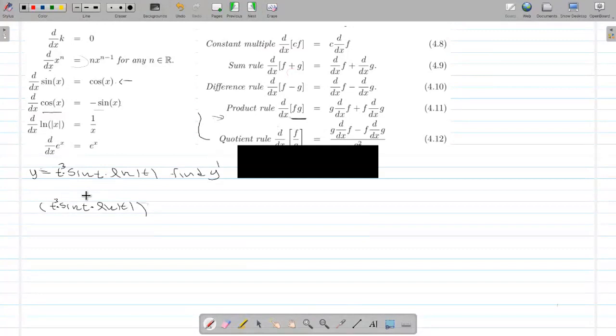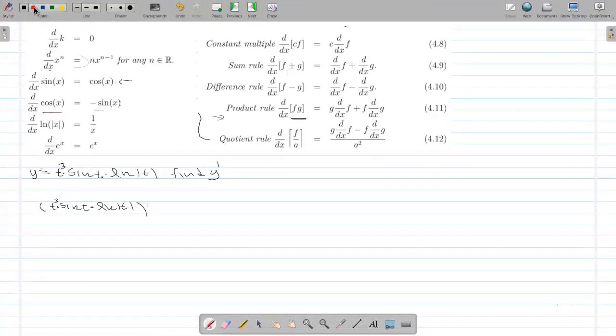Okay, so what I'm going to do, I'm going to group 2 of the functions together, at first. So here I will say these two together g, and this is f. I could have done it the other way. I could have said these two f and this one g. Okay, it doesn't matter.